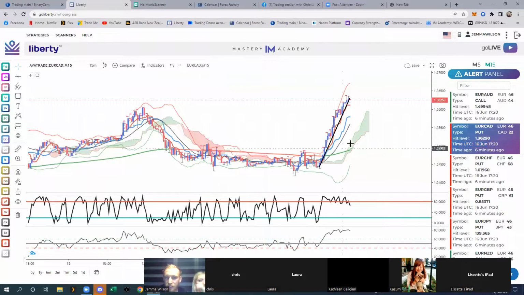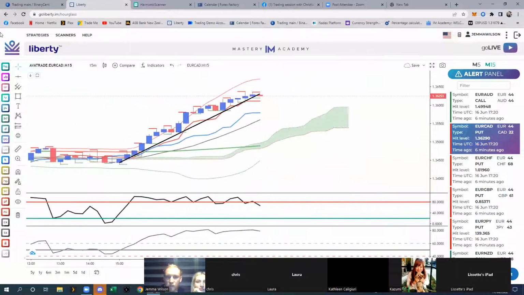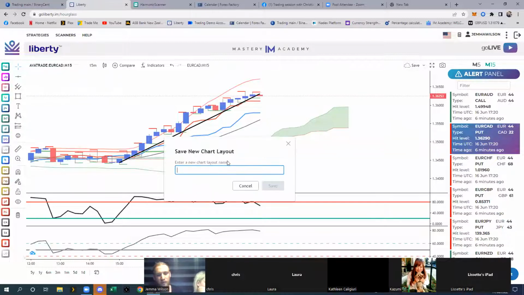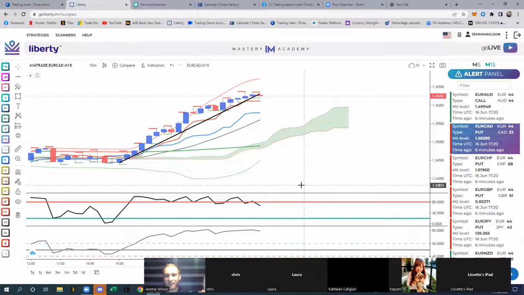And my time is not running. Why is my time not running? Sometimes the scanners freeze up, and so right now I don't have the timer, and the timer is pretty important to me because I want to know how long is left in the candle. If you refresh, you'll lose any markups that you've made. So what you can do is hit save, and then just name it whatever. Save, and then you can now refresh your scanner.